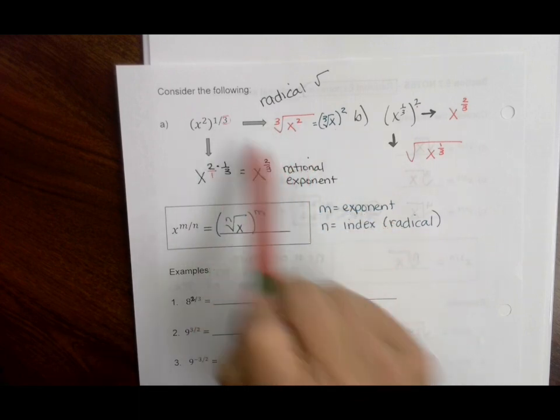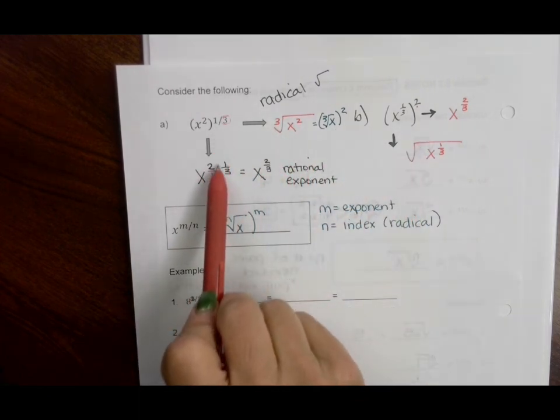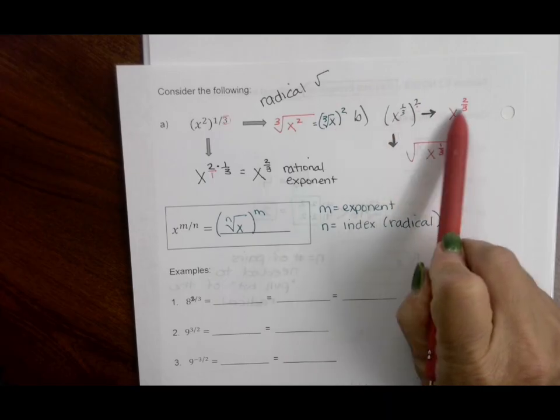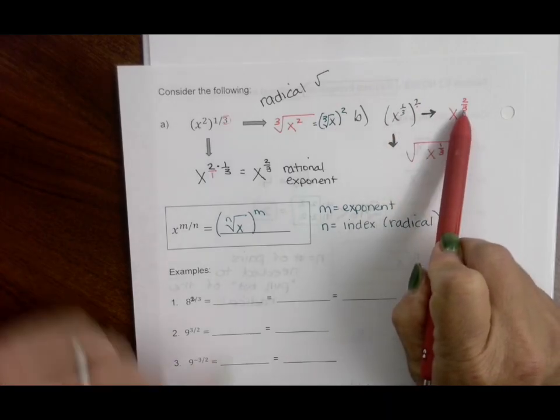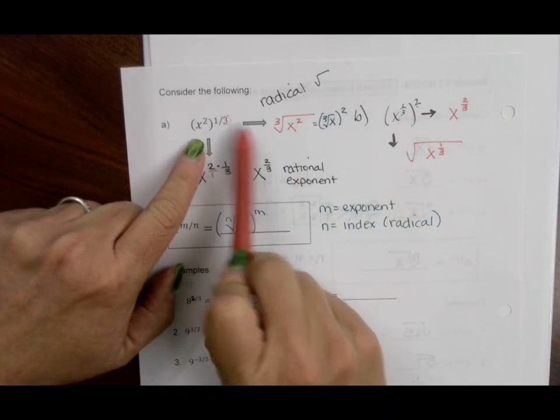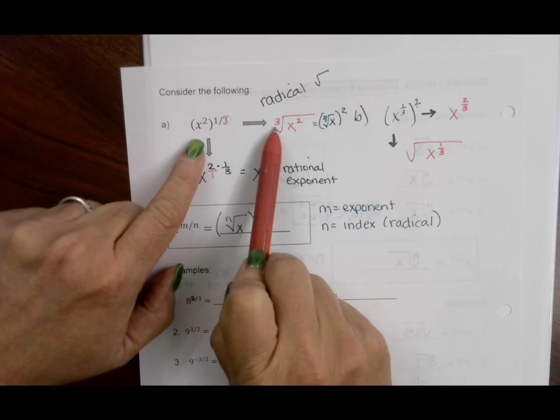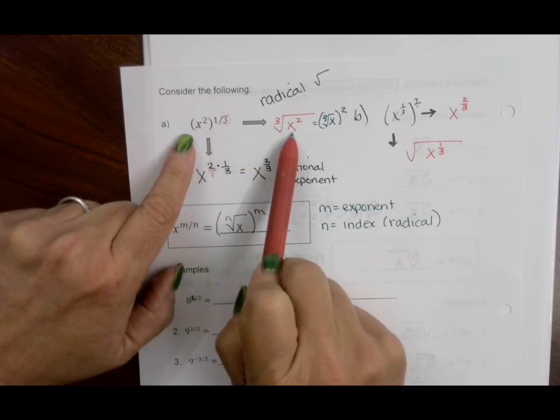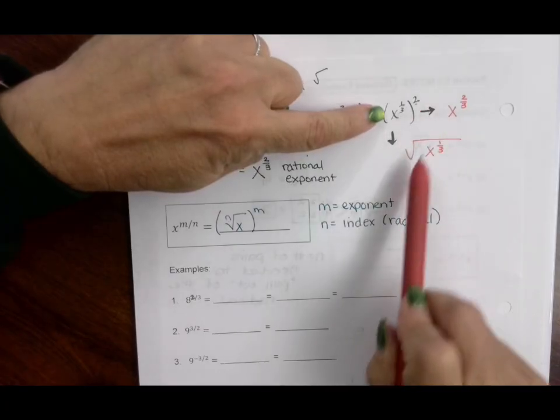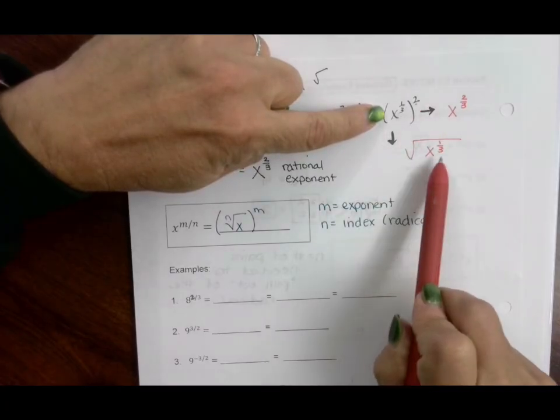So again, I should have done these in the opposite direction, but what we did here is we multiplied. That's what I did here, I just multiplied. And if I went to radical form, I know that this tells me the index is 3, and then I just kept this on the inside. If I go this way, my index is 2, and then I keep this on the inside.